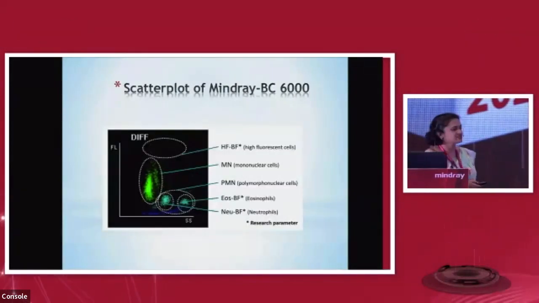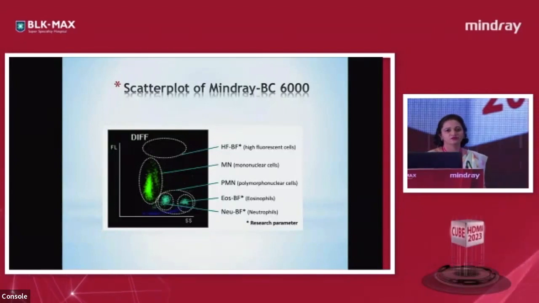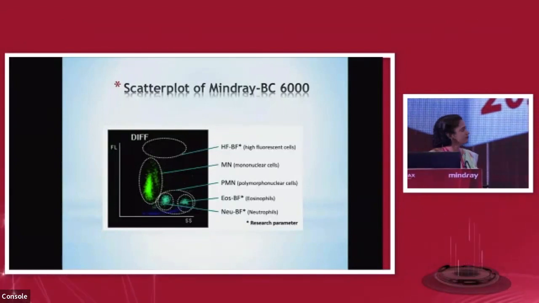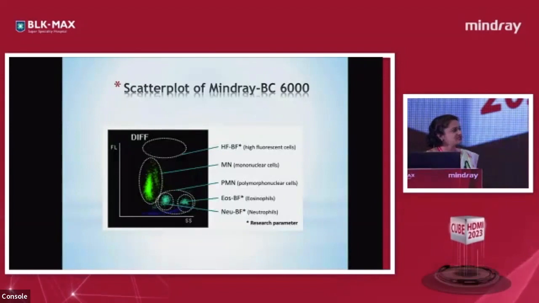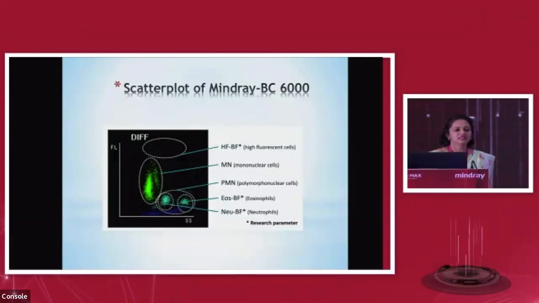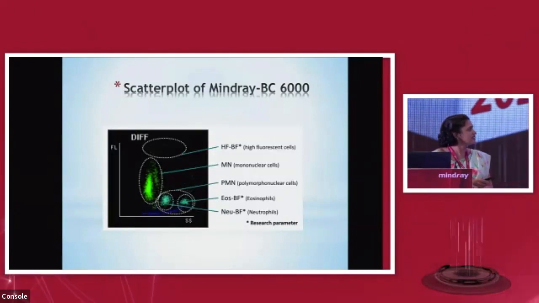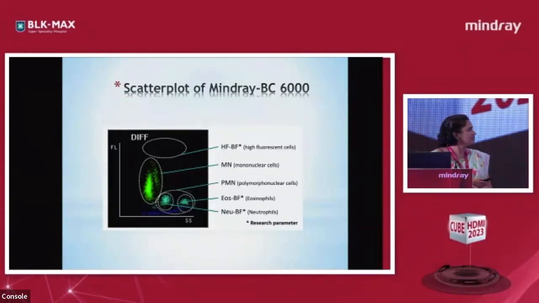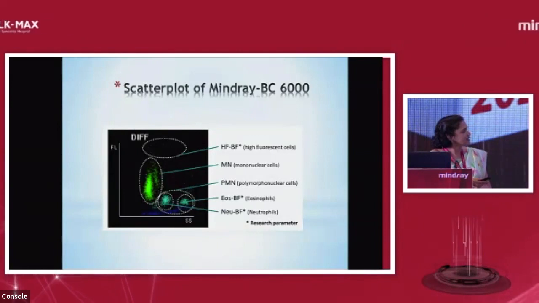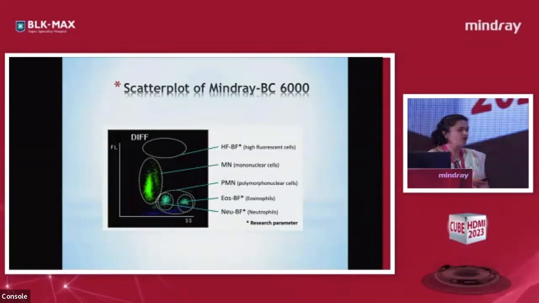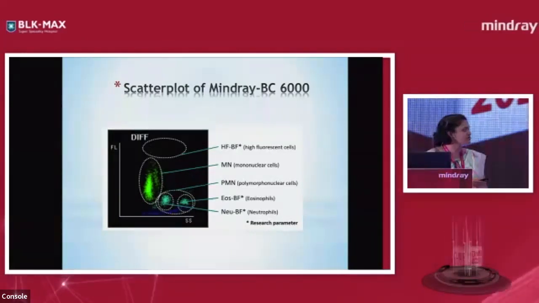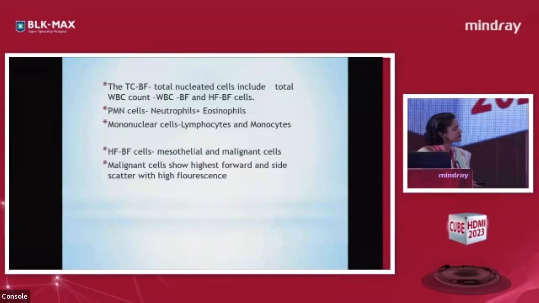So now this is the diff scatter plot in the body fluid mode given by the analyzer, where we can see the HFBF, the high fluorescent body fluid cells, in the uppermost area with highest lateral fluorescence and low side scatter. And then we are seeing the mononuclear cells and polymorphonuclear cells comprising the eosinophils as well as the neutrophils.